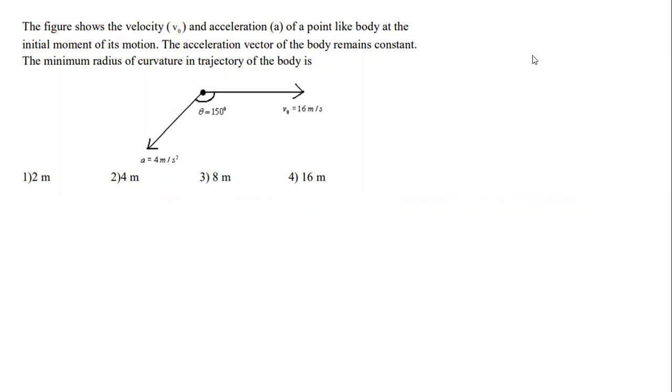So the question is, the figure shows velocity v naught and acceleration a of a point-like body at the initial moment of its motion. The acceleration vector of the body remains constant. Find the minimum radius of curvature in the trajectory of the body. Okay, so now we need to take the component of velocity along the acceleration.